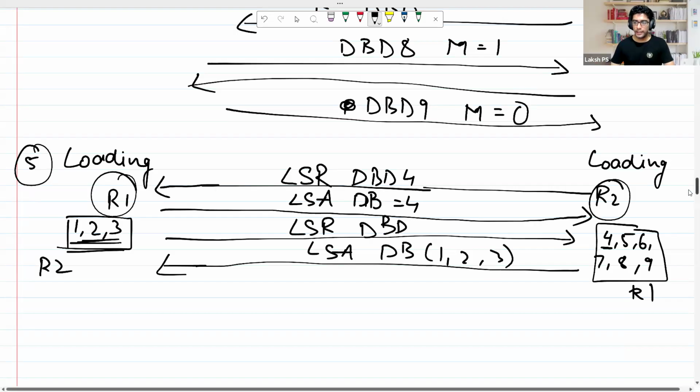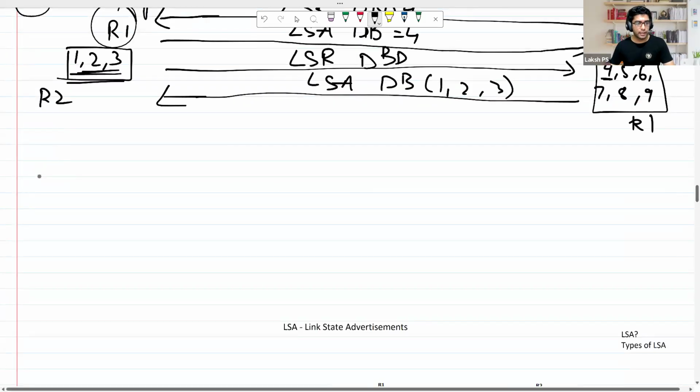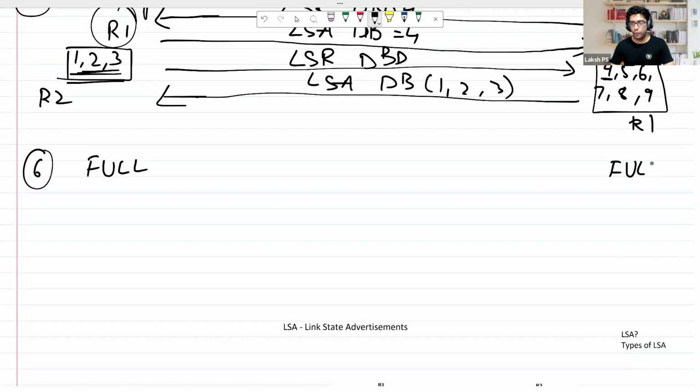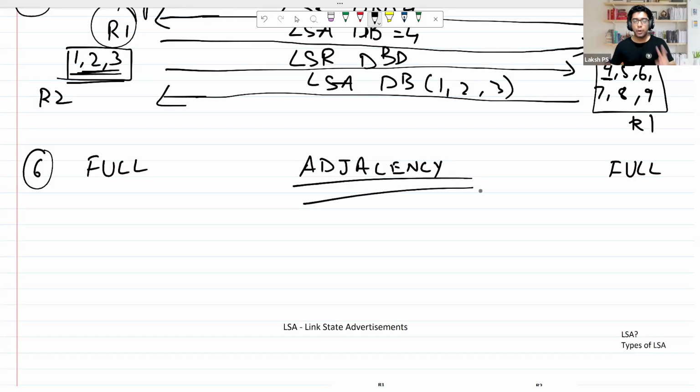Now, once the whole database is exchanged, they go into a state called the full state. Full state means that now both of them have received each other's database. They know about each other's links. They know about each of the links' database as well. This is what you call adjacency. So as I said, OSPF has two types of neighborship. One is the normal neighborship in the two-way state, and then you have adjacency in the full state.